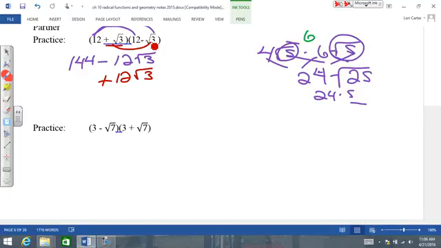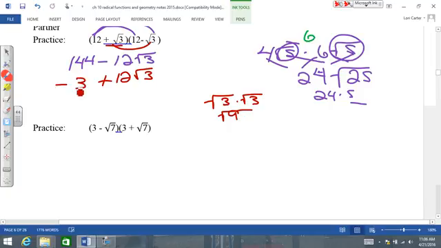Think about it. The square root of 3 times the square root of 3 is the square root of 9. What's the square root of 9? 3. Just 3. It comes out. It has a perfect square. So we're going to line it up under the numbers, because numbers go together, square roots go together.